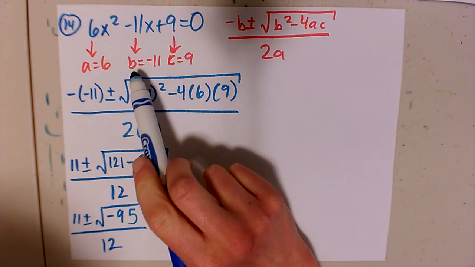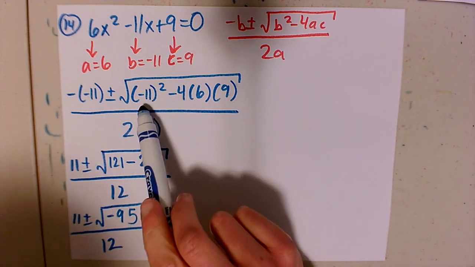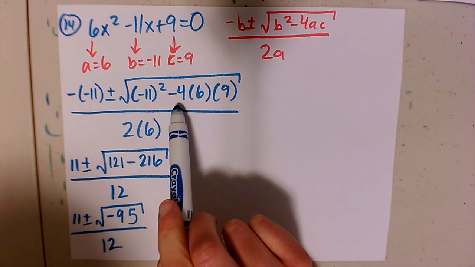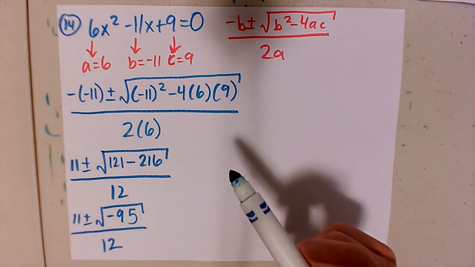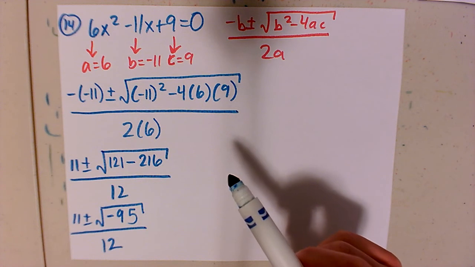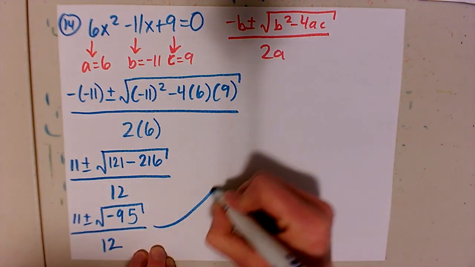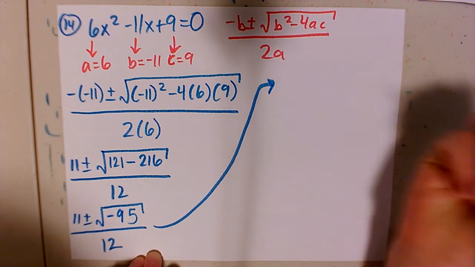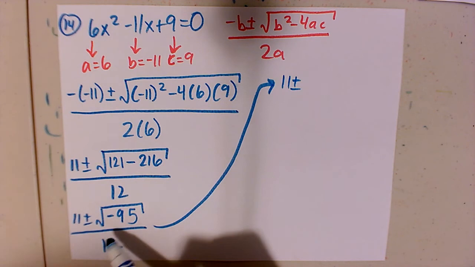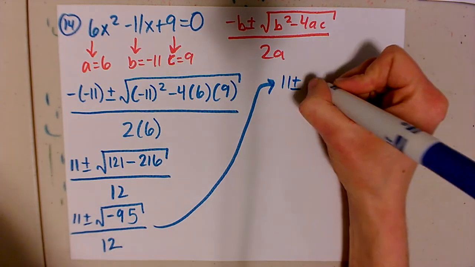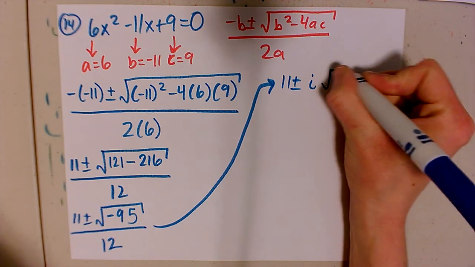So let me just make sure that we set this up right. So let's see, a is 6, b is negative 11, c is 9. So then we've got negative 11 plus or minus b squared minus 4 times a times c. Yep, we did. Okay, so let's see, 4 times 6. Okay, so that's okay. This happens sometimes. And we can go ahead and simplify this to the best of our ability. So the first thing that we're going to do, if we have a negative under this square root, we'll pull that out as the i. Remember that from chapter 7. So we're going to have i root 95.